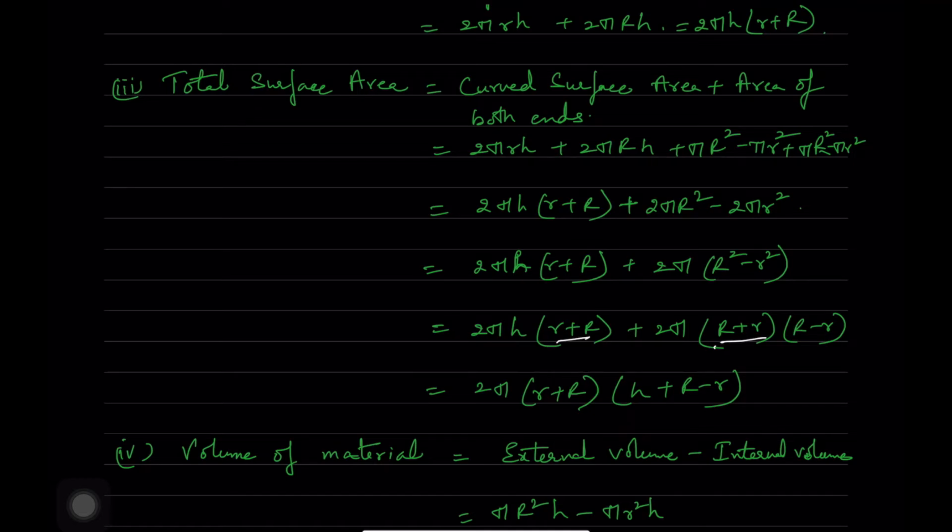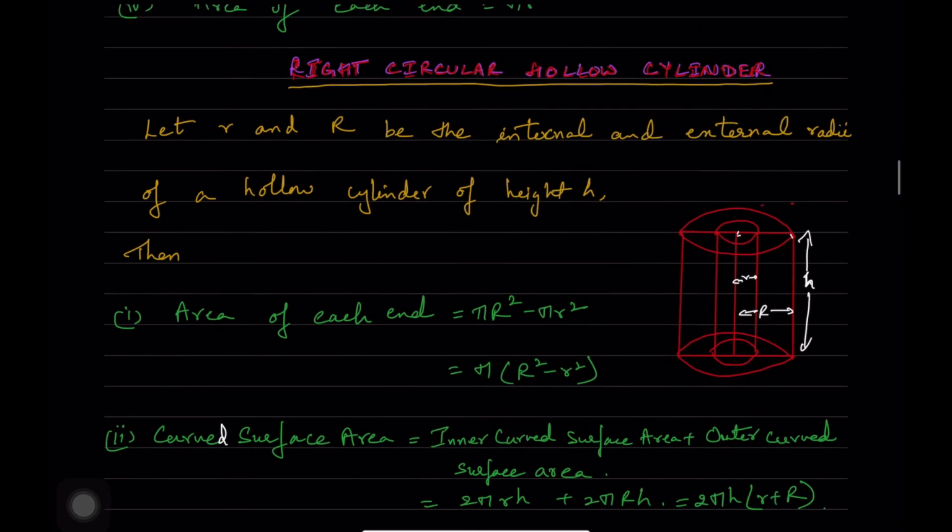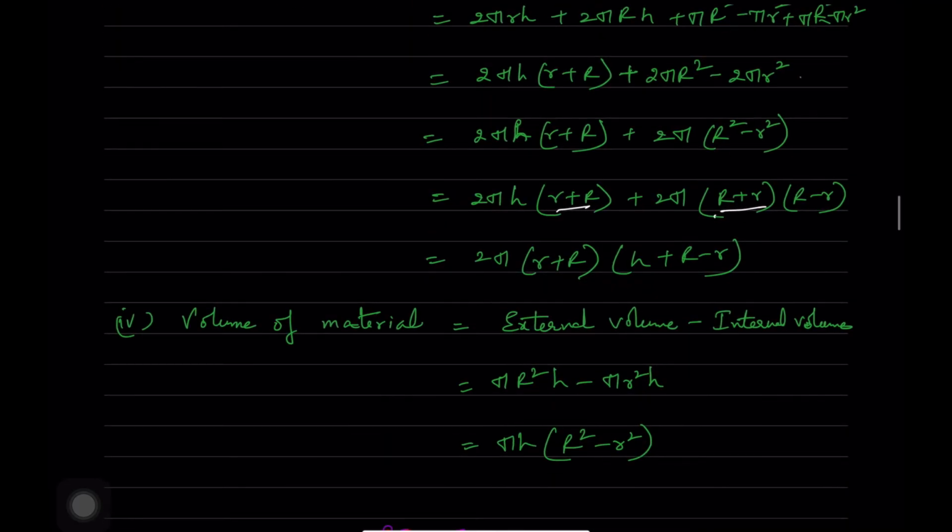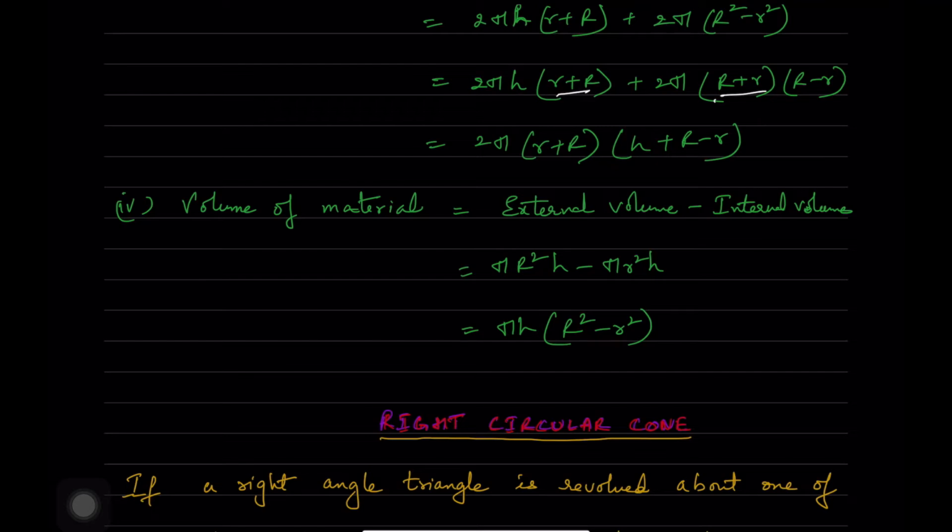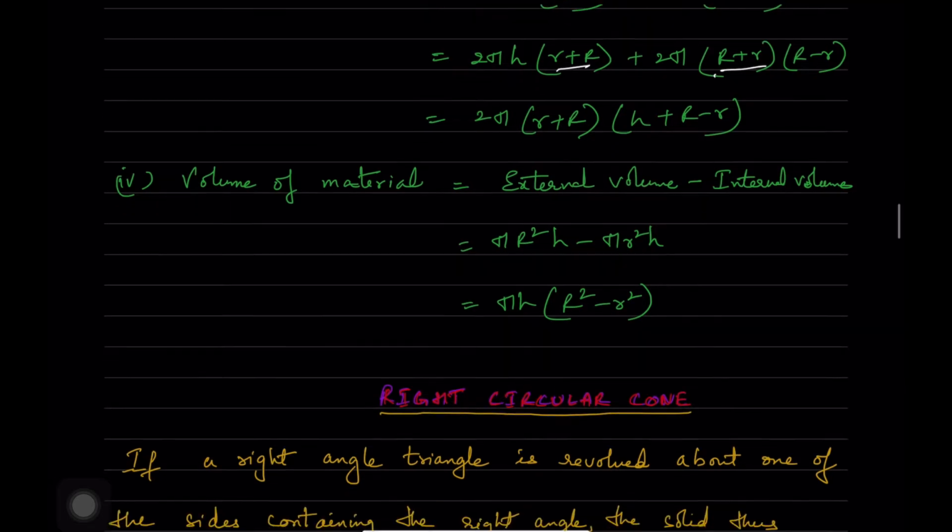So the total surface area of a right circular hollow cylinder is nothing but 2 pi (r plus R) into (h plus R minus r). Now the volume of a material is equal to external volume minus internal volume. So which is equal to pi R square h. We are going to remove that small volume which is occupied by the hollow part, which is pi r square h, small r we are taking there. Therefore pi h into (R square minus r square). This is the volume of the material.